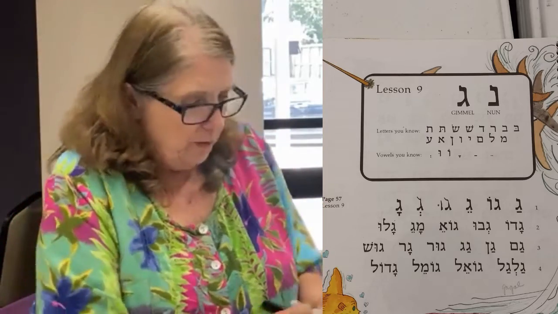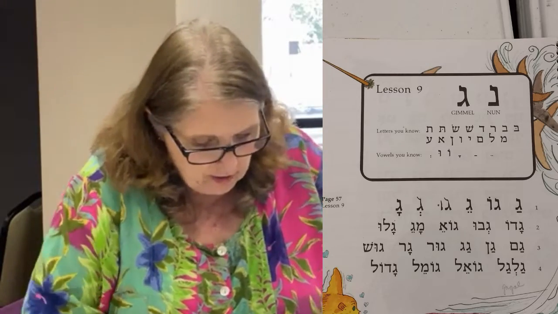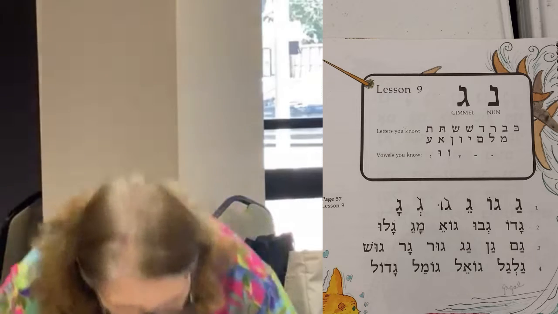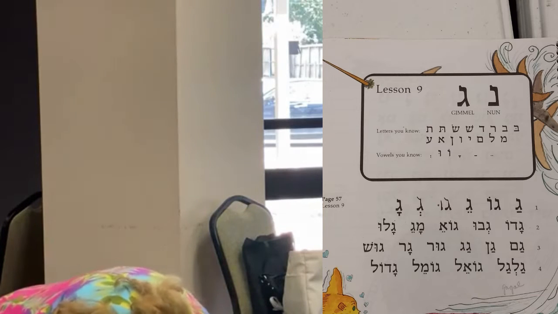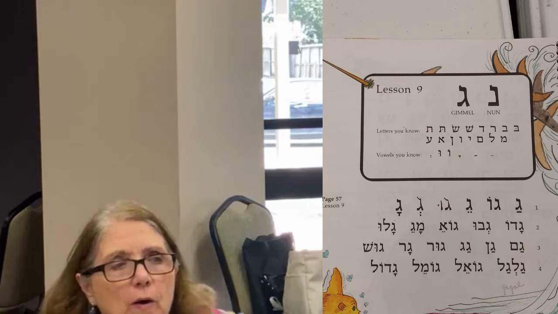Let's start, Randy, we'll start on this side and go around. What's the second word on number 4? Go'el. Second word in line 4. Go'el. Does anybody know what a go'el is?